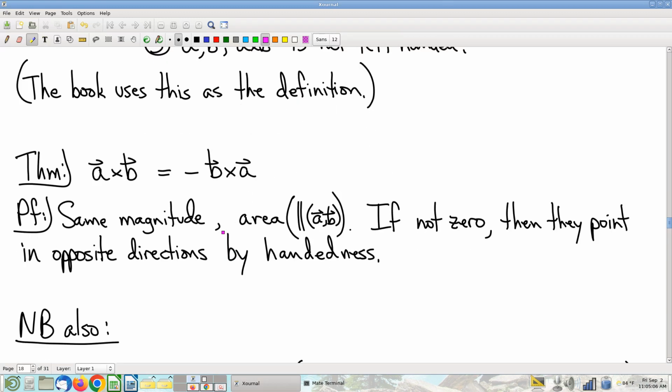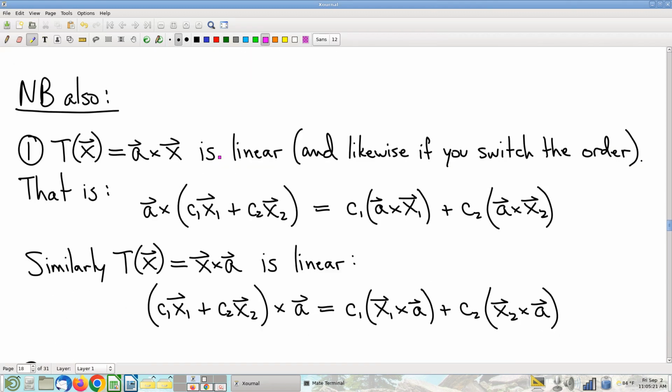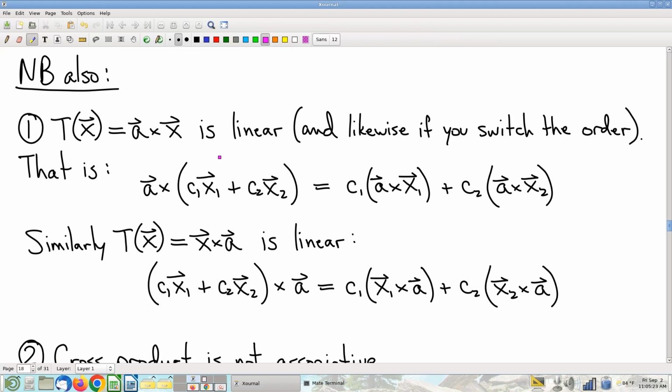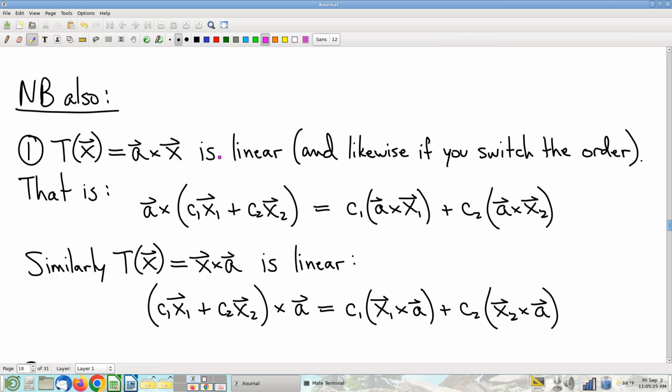Okay, so last property. If you switch the order of the vectors, then you get a minus sign on the cross product. The book doesn't mention these following ones explicitly, but I think these are worth noting. So first of all, the cross product is linear. And I made this observation, I think it was the first day of class.